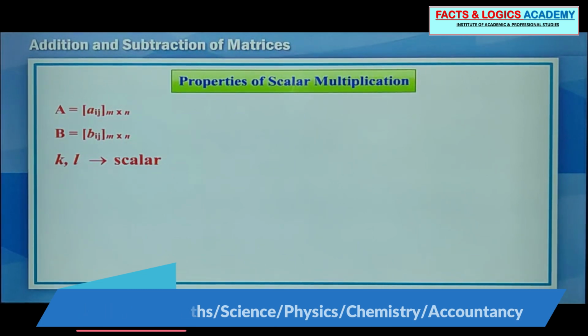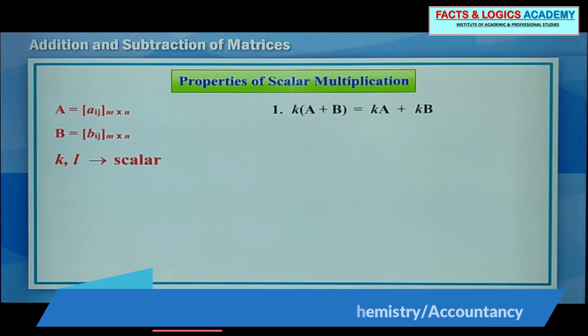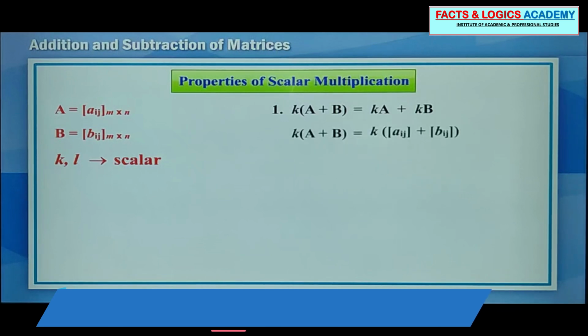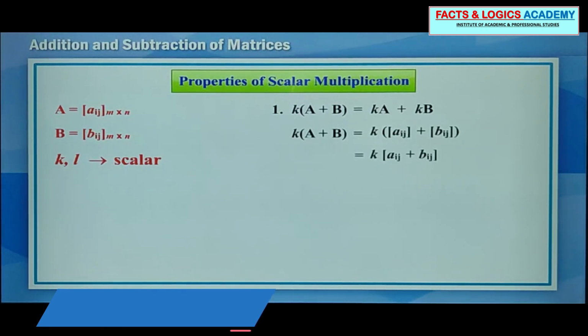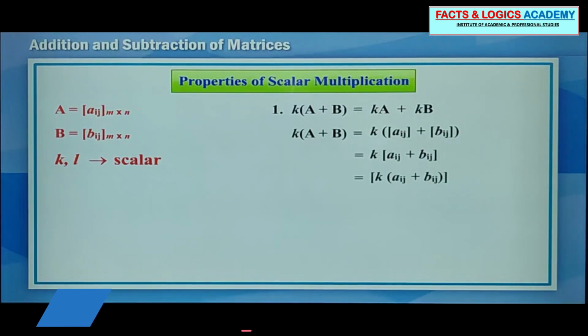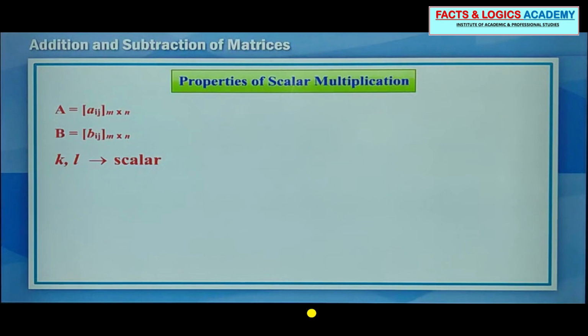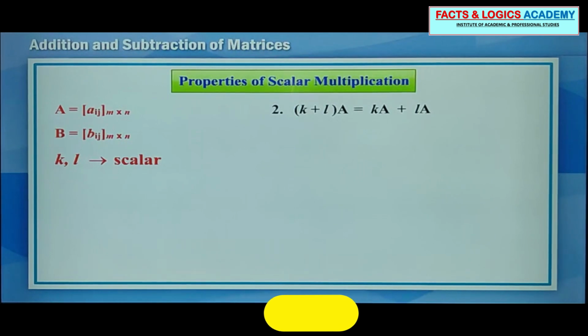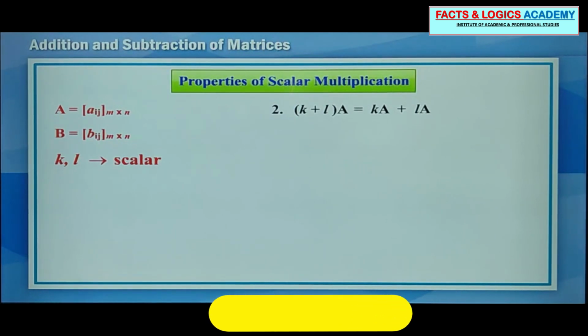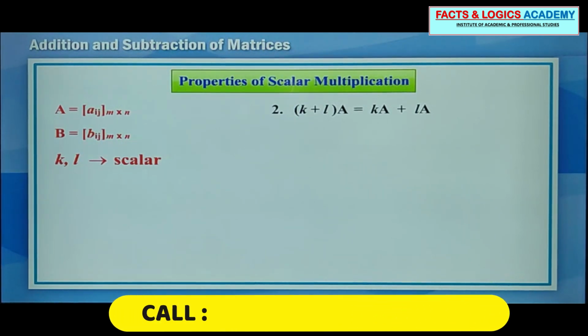Let's look at the first one. K multiplied by (A plus B) is equal to KA plus KB. This can be proved as shown. Now, let's look at the second property. (K plus L) multiplied by A is equal to KA plus LA. This can be proven as shown.